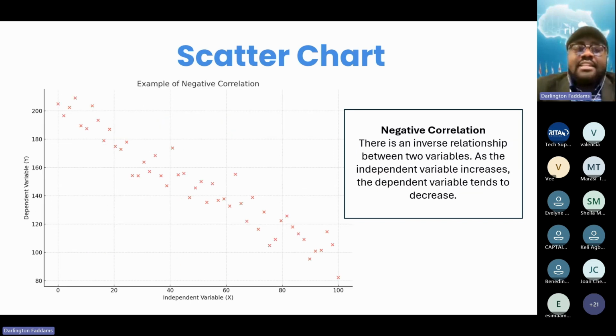Now, which one is negative correlation? This is an example of what a negative correlation looks like. This means there is an inverse relationship between the two variables. As the independent variable increases, the dependent variable rather tends to decrease.